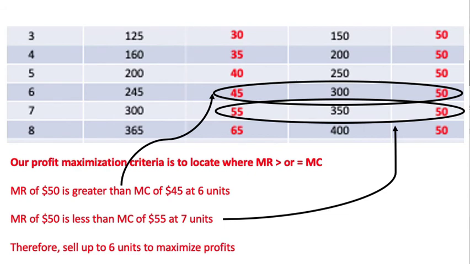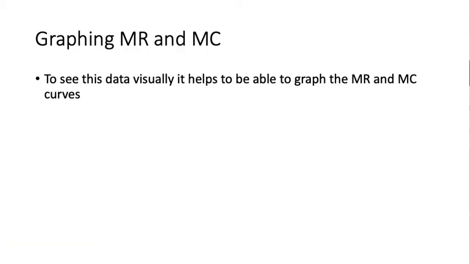Hopefully that's clear. If we always utilize this methodology for profit maximization, we should get the right values. All this information is good in a table format, but maybe we want to graph marginal revenue and marginal cost. It doesn't tell you to do this in your text, but I would like you to attempt this because it will help you visually see what's going on.